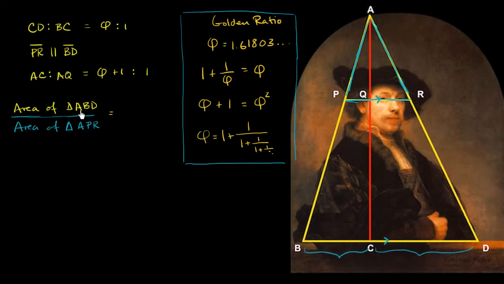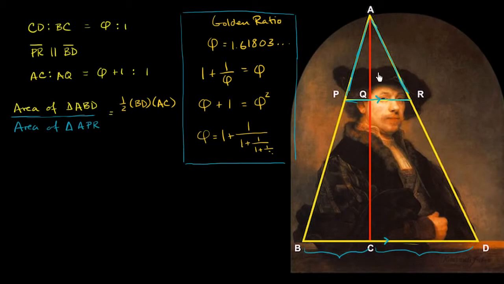What is the area of a triangle? Well, the area of any triangle is 1/2 times base times height. So the area of triangle ABD we could write as 1/2 times our base. Our base is the length of segment BD. So 1/2 times BD. And what's our height? Well, that's the length of segment AC. Times the length of segment AC. This is the area of triangle ABD.